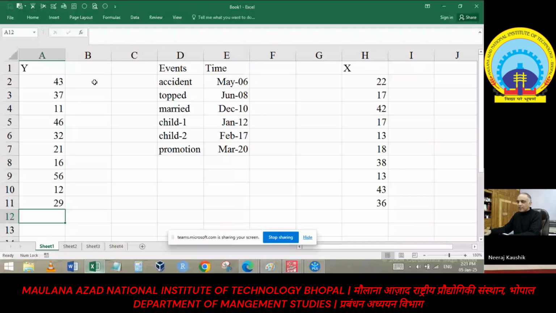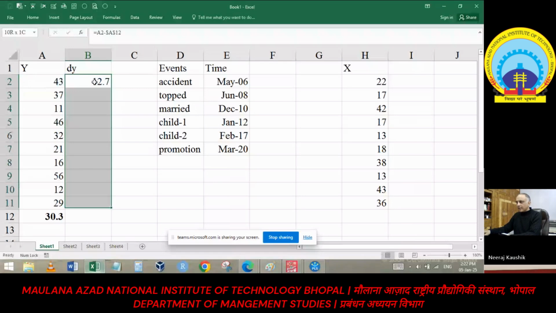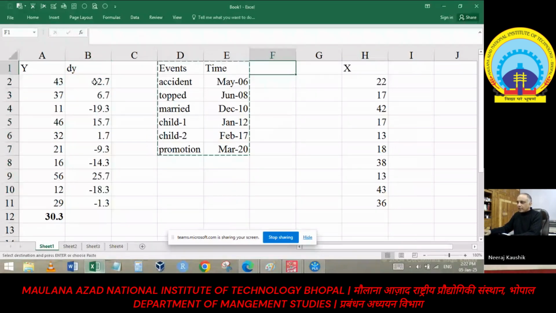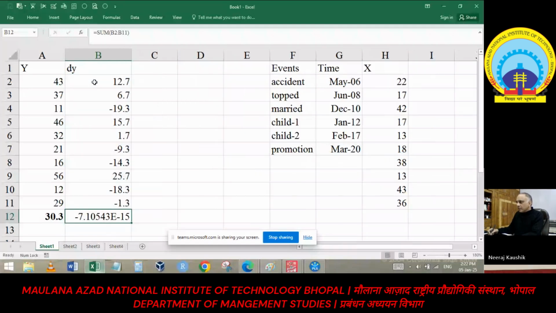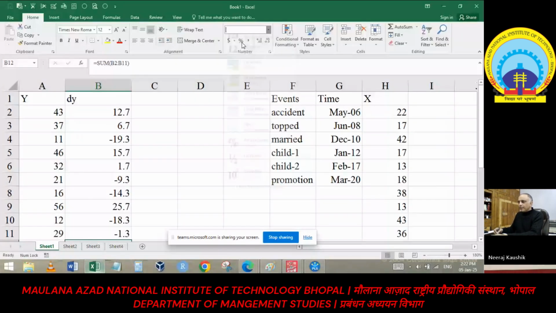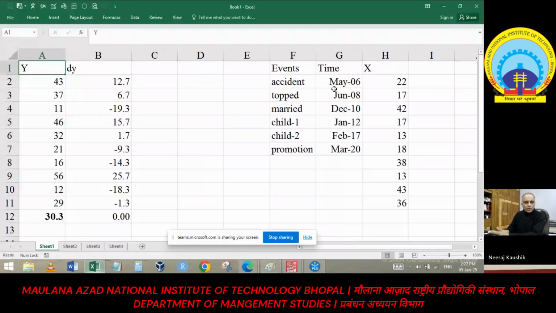Find the average of the Y series. Let me put it bold, 30.3. Find out the dy, the variation. How much is the variation of each value from 30.3? These are the variations. Some are positive, some are negative. Then if I get the total of it, the problem is that it will be 0. Don't worry about this. Some variations are on the negative side, some on the positive side.